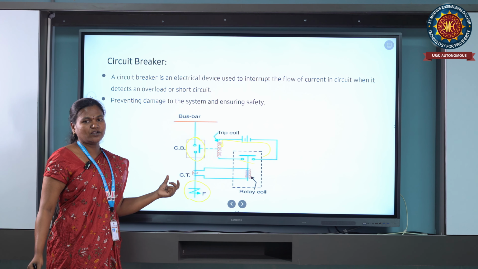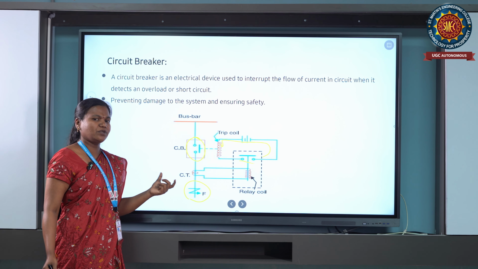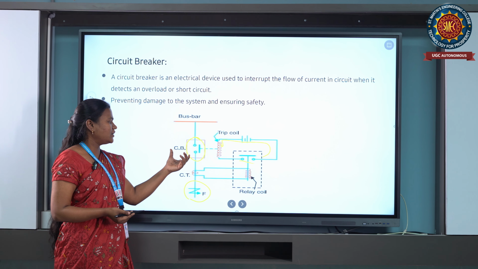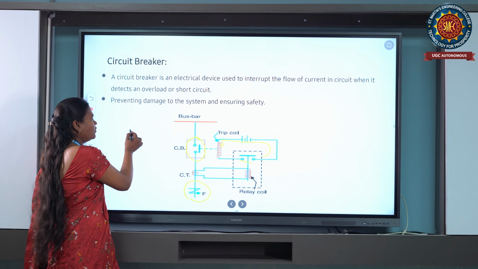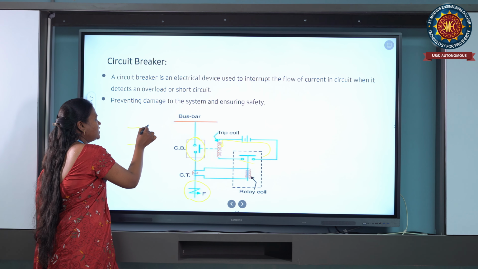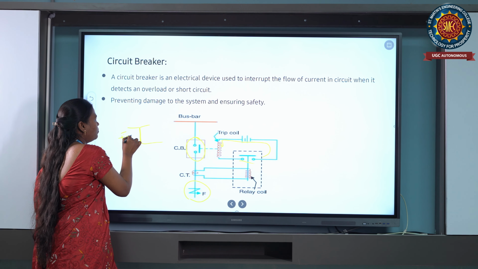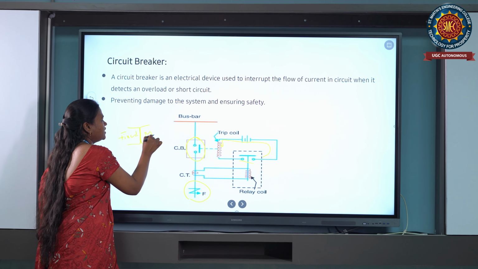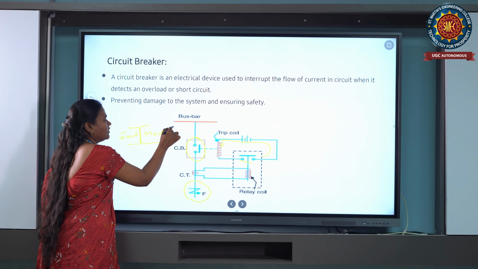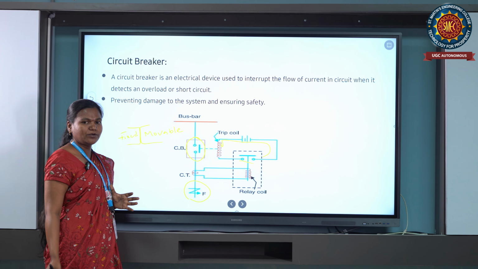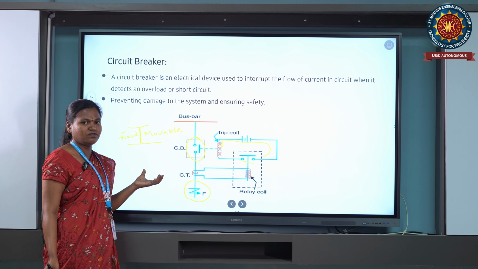Initially the circuit breaker is in a closed position, because if there is no fault in the system, the circuit breaker is in a closed position. The circuit breaker has two contacts. One is the fixed contact and one is the movable contact. This is the movable contact. Initially there is no fault on the system, the circuit breaker is closed, the normal condition we can say.